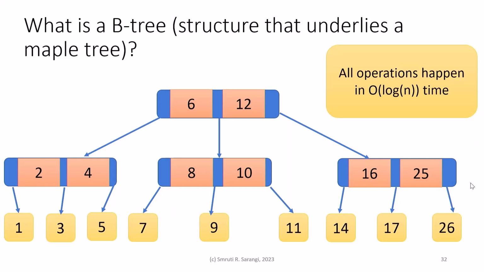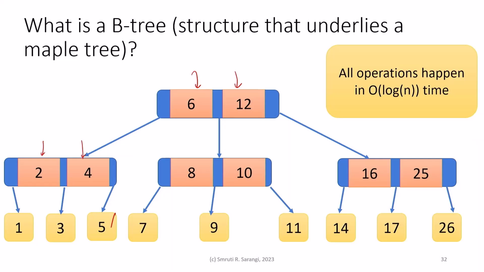So what we see here is a high level structure. The keys that it stores are 6 and 12. Anything less than 6 goes to the left. Here again the keys that you store are 2 and 4. Anything less than 2 is 1. Between 2 and 4 is 3. More than 4 but less than 6 is 5. So this part should be clear here.